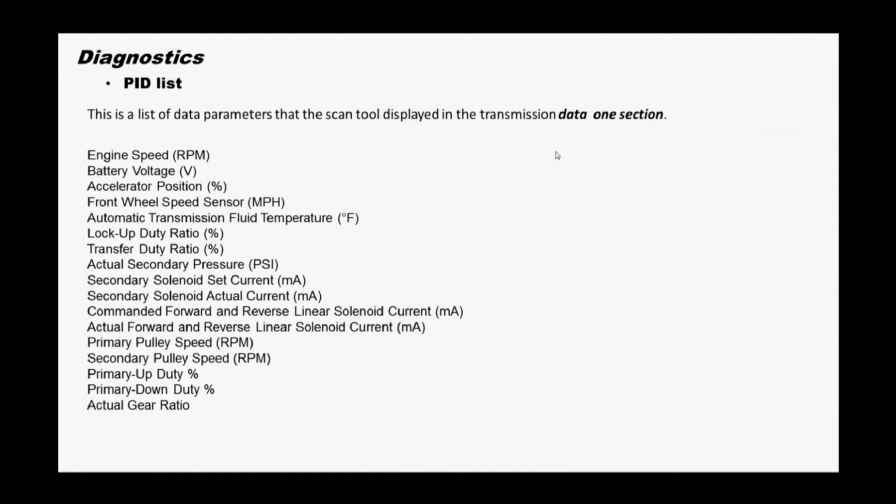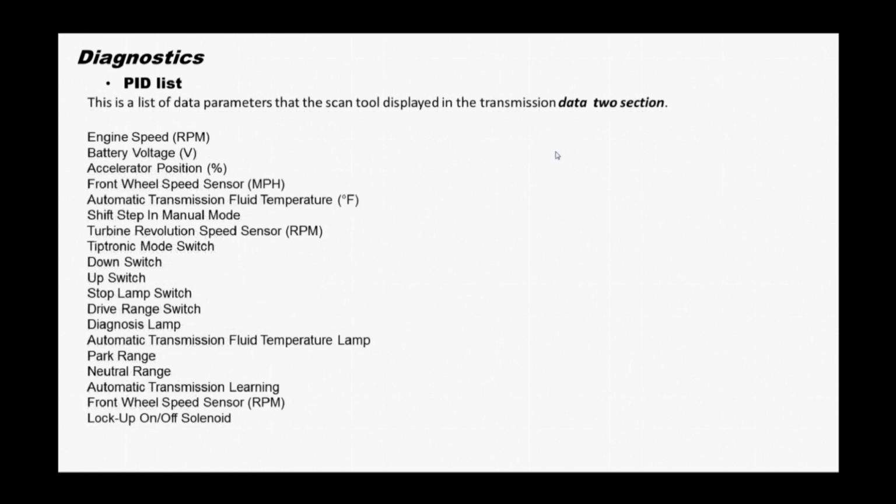So on the scan tool, what this list is, basically on a Snap-on scan tool, I've taken the list of the trans data 1 from a good working movie, and here's the information from the PID data list, data 1. And here's the data 2 section on the Snap-on scan tools. One thing I'd like to point out here, on the bottom of this list, automatic transmission learning, it shows if it's completed or not.